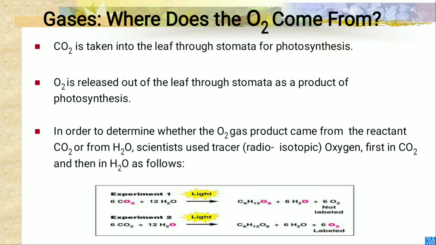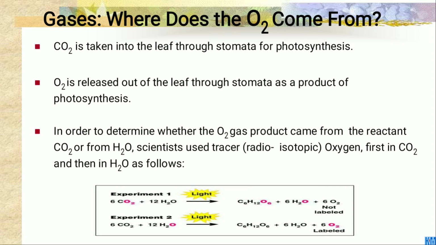Where does the O2 come from? Some questions are raised in your minds. One question is where does the O2 come from? The answer is that it comes from photosynthesis. CO2 is taken into the leaf through the stomata for photosynthesis.